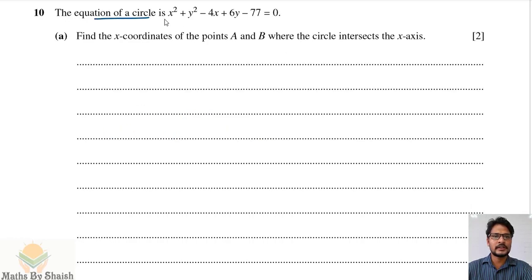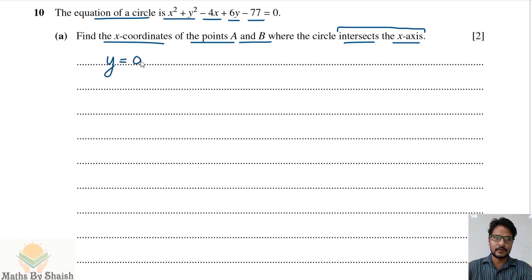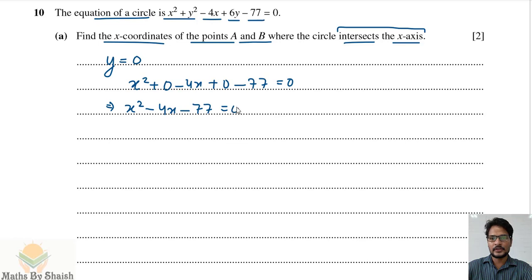Question: the equation of a circle is x² + y² - 4x + 6y - 77 = 0. Find the x coordinates of the points A and B where the circle intersects the x-axis. Whenever we find the intersection with the x-axis, y should be 0, because on the x-axis y is 0. So we get x² + 0 - 4x + 0 - 77 = 0, so it is only x² - 4x - 77 = 0, and that's going to be factorized.